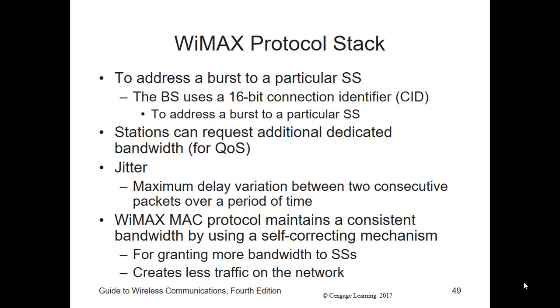Now, when the stations receive a transmission from the BS, they check the CID and keep only the MAC frames that contain data addressed to them. Stations can then request additional dedicated bandwidth for quality of service if it's required to support a particular service, as the transmission or telephone call or video stream needs. The base station polls the subscriber stations periodically to identify their bandwidth needs, granting bandwidth as required.